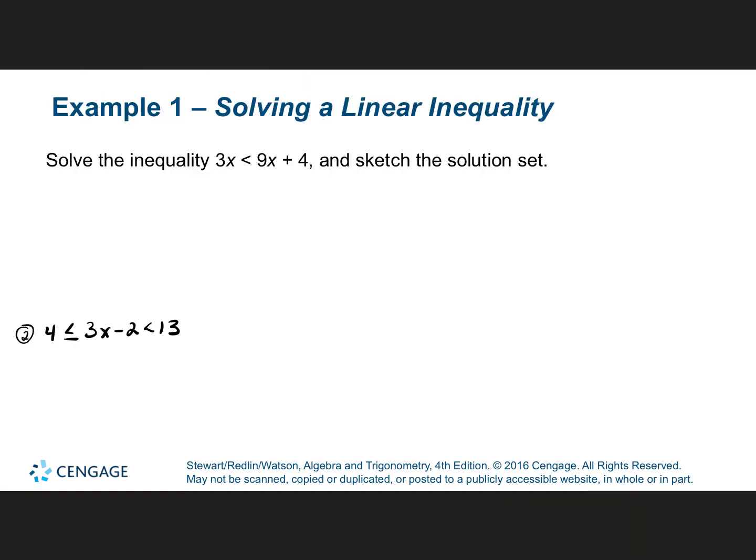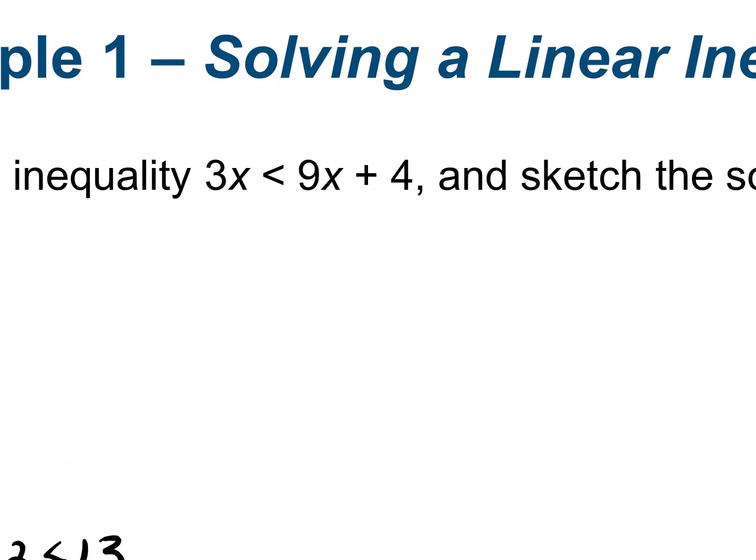So let's look at example 1. We're solving the inequality and sketching the solution set. So just like when we solve equations, we want to get our variables on one side and the constant on the other. So I'm going to move my variables to the left side. I'm going to subtract 9x, combine my like terms. So I have negative 6x is less than 4.